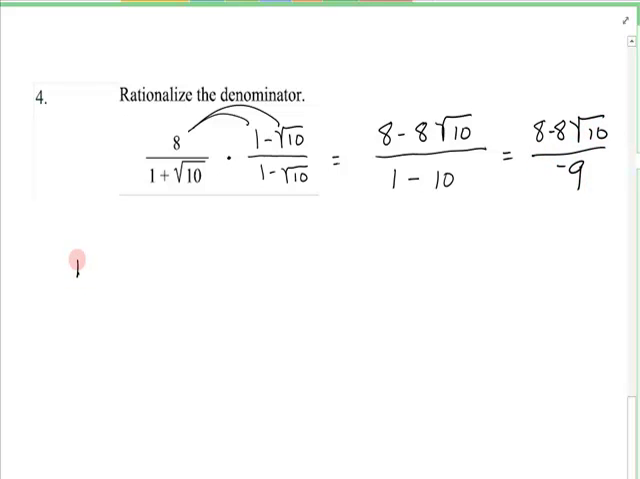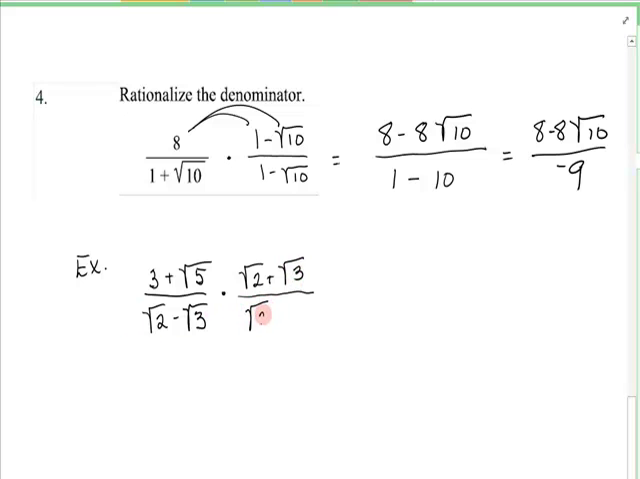I want to give you one more example, because I want you to see it for what happens in the future. What if you had 3 plus the square root of 5 over the square root of 2 minus the square root of 3? That's slightly more complicated. The process is the same. You're going to multiply by the conjugate of the denominator. And even now I have 2 radicals. The conjugate is still the plus version.